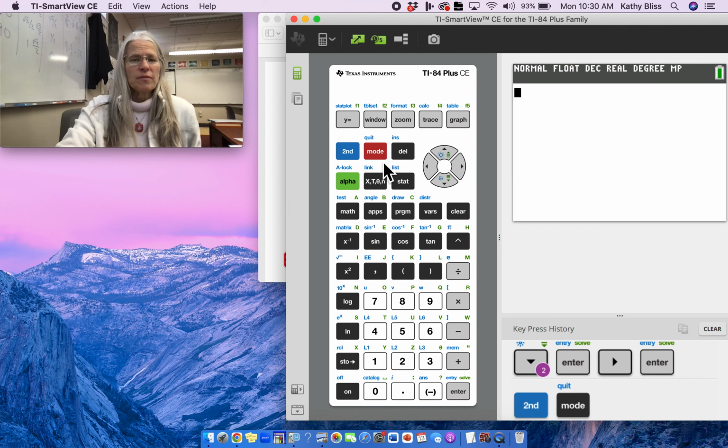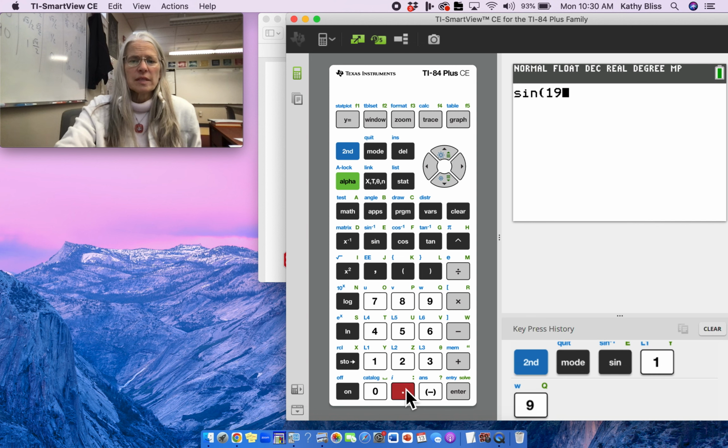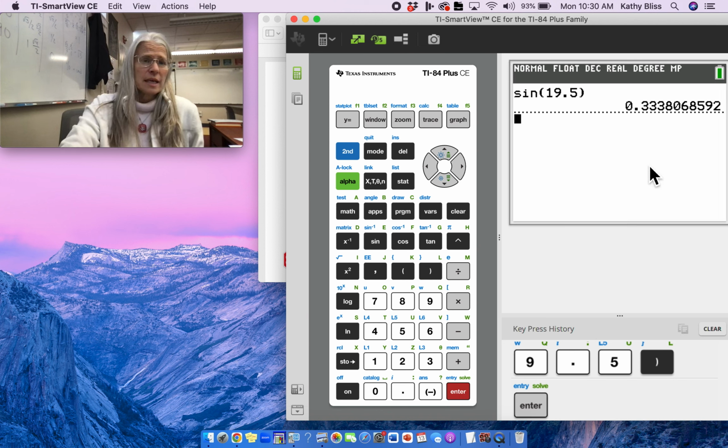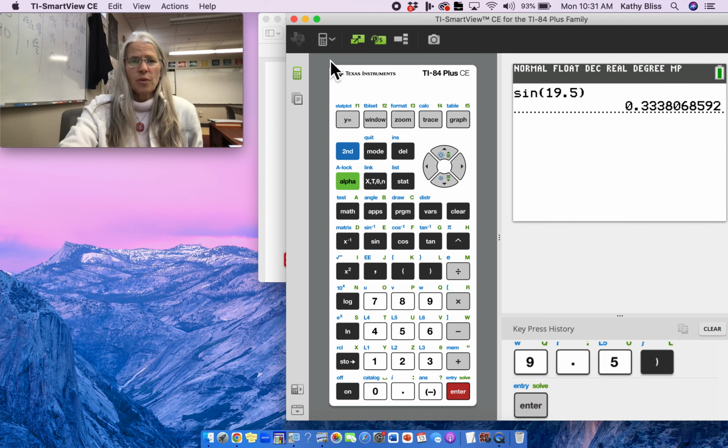If I'm trying to find the sine of a particular angle, you say sine, and then 19.5 is the angle that you're going to be using in this first problem, and hit enter. For this particular problem, it says to round to the nearest tenth, so you would just use 0.3.